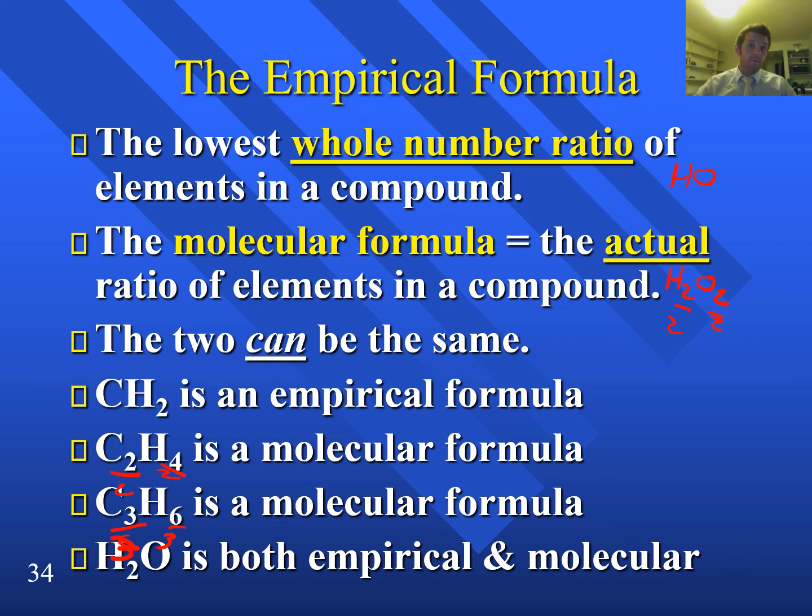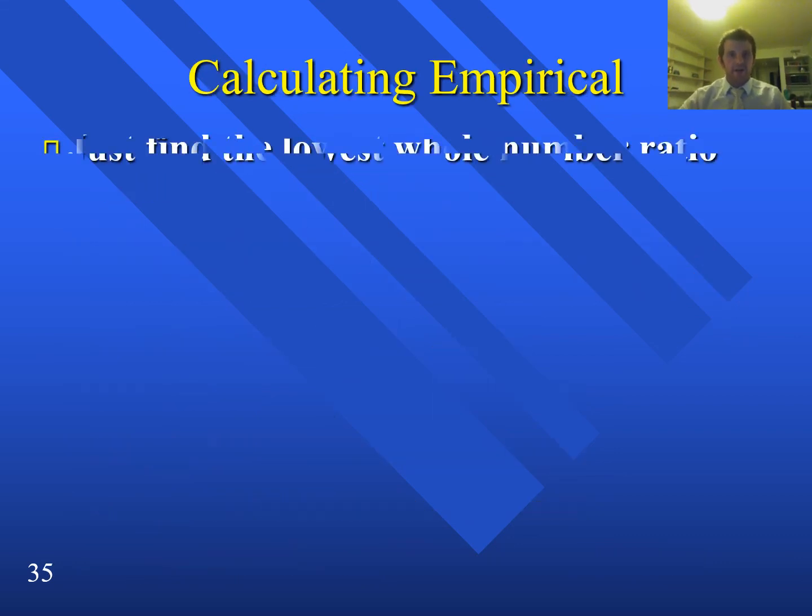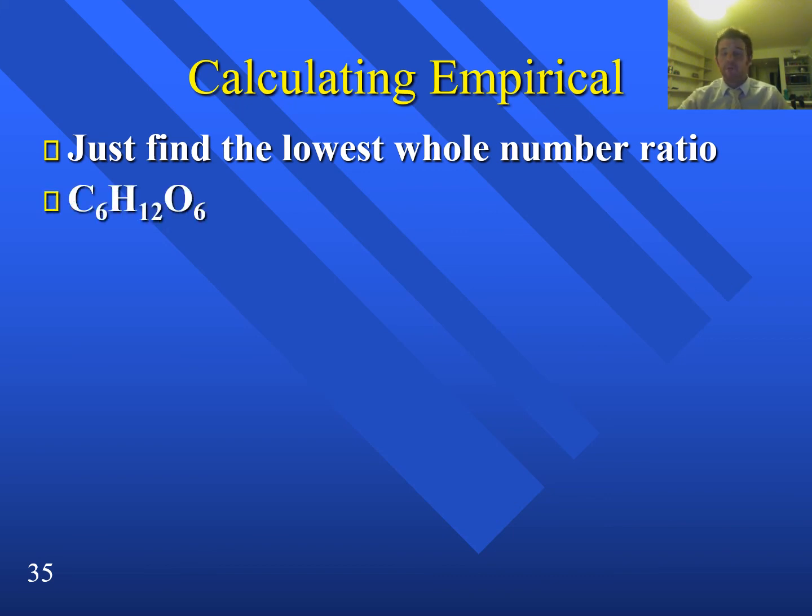H2O is both empirical and molecular. So H2O exists in the world, and I can't divide it by a whole number. I could divide it by 1, but that doesn't really count. So I can't divide it by a number greater than 1. I can't simplify it more. So if we're looking at calculating the empirical formula, we're just trying to find the lowest whole number ratio. So basically, what can I divide all of these by? I can divide all of them by 6 in this situation.